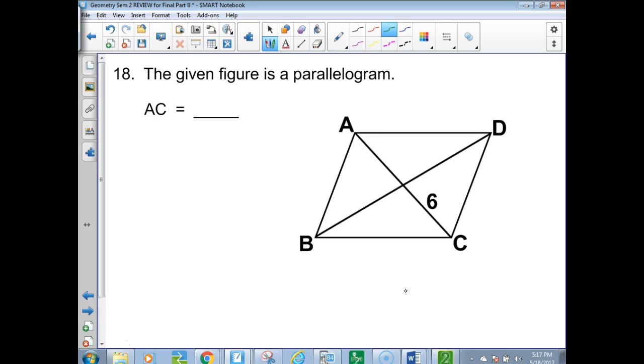Number 18, the given figure is a parallelogram. AC would be, well, if that's 6, the diagonals of a parallelogram bisect each other, so these are equal. So that would mean AC is 12. Just add those two segments.